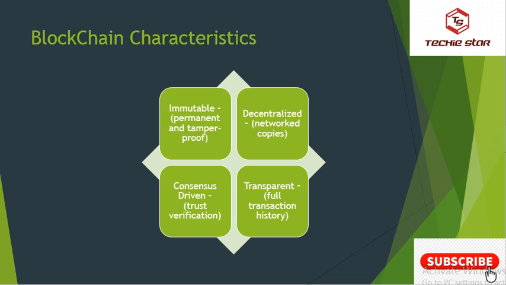So what are the basic characteristics of blockchain? Blockchain is immutable, as we discussed earlier. It is the permanent storage. No one can tamper with the records. Once a transaction is added in the blockchain, it will remain for lifetime, forever. No one can either change or delete that transaction.